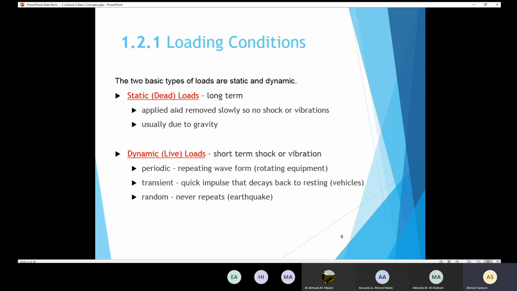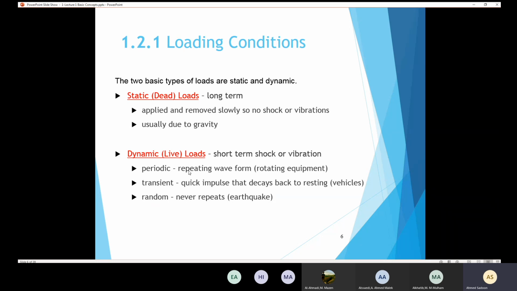Okay? Usually it's going to be due to gravity. While the dynamic loads are going to be applied for a short term. So it's not going to be applied for a long term like the static loads. It's going to be only for short term. We have three types of dynamic load. We have periodic, we have transient, and we have the random dynamic load.